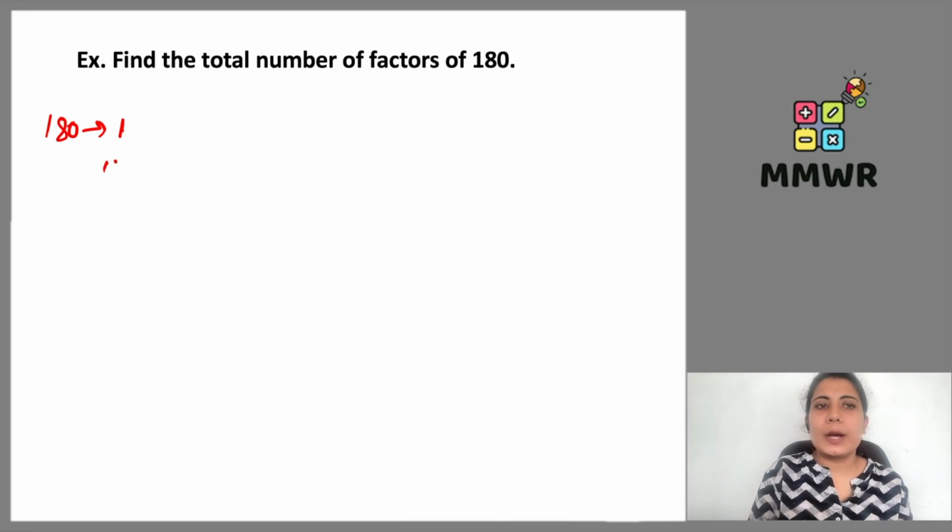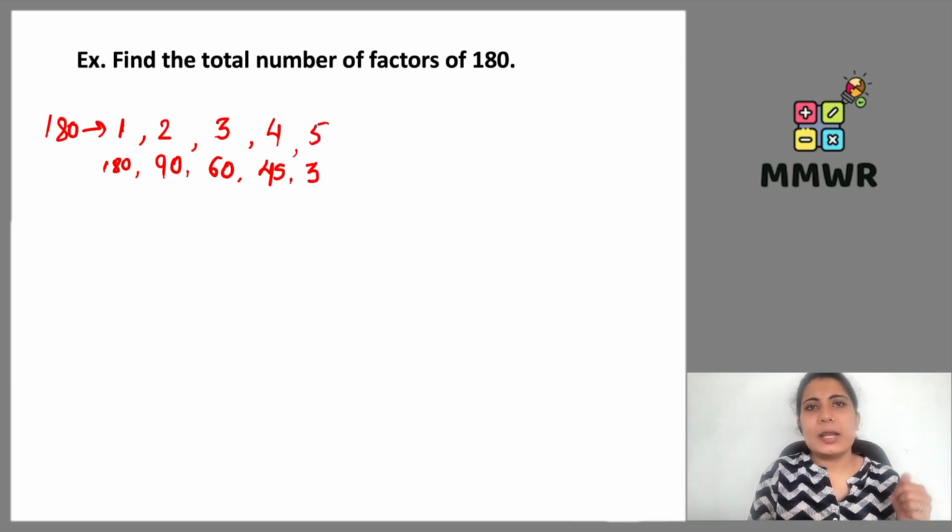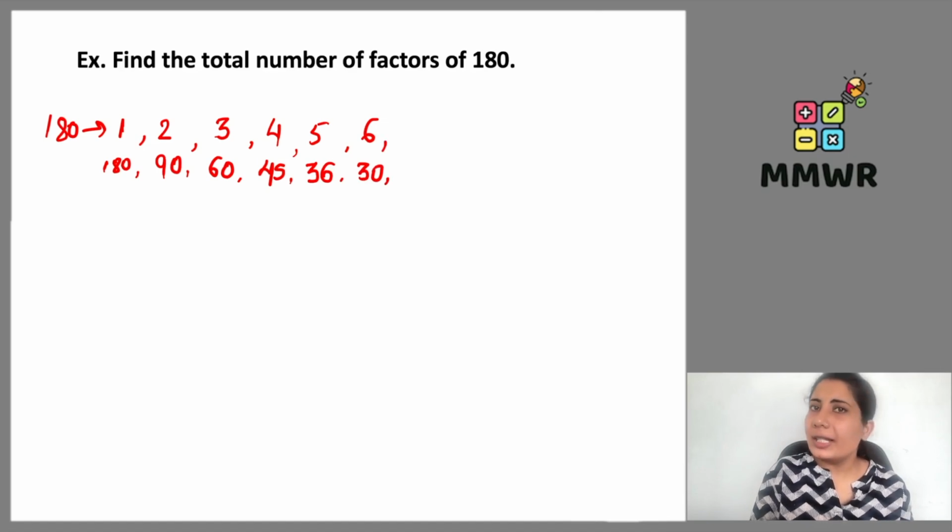So the first factor is 1. So the quotient is 180. Second factor is 2. Quotient will be 90. Third factor is 3. Quotient will be 60. Fourth factor is 4. 4 fours are 16, and 18 minus 16, 2 remainder. 4 fives are 20. Then by 5, 5 threes are 15. 18 minus 15 is 3 remainder. And 5 sixes are 30. By 6, 30 times. By 7, it is not divisible. By 8, it is not divisible. 8 twos are 16 and remainder is 2. No, it's not divisible. Okay.